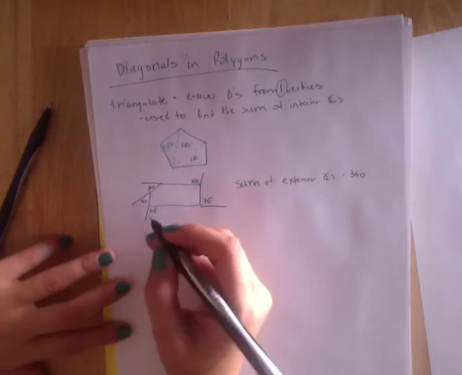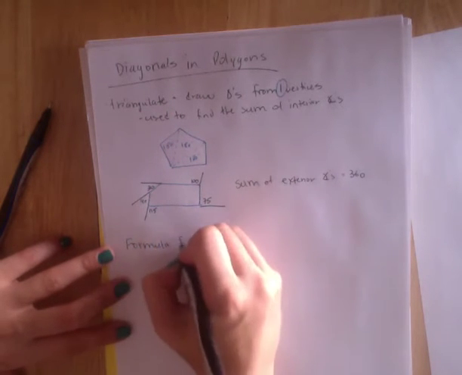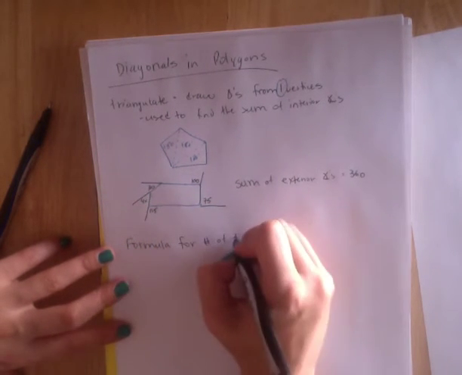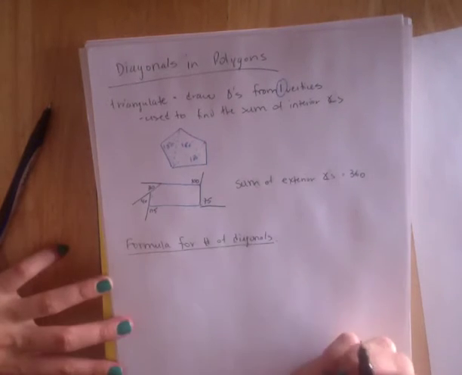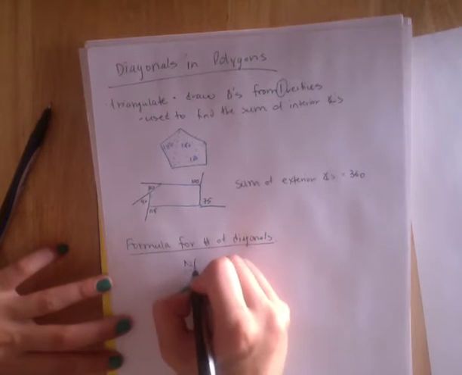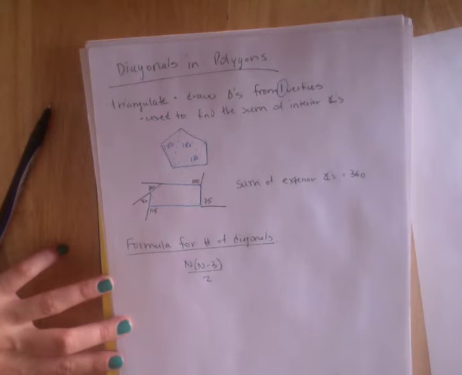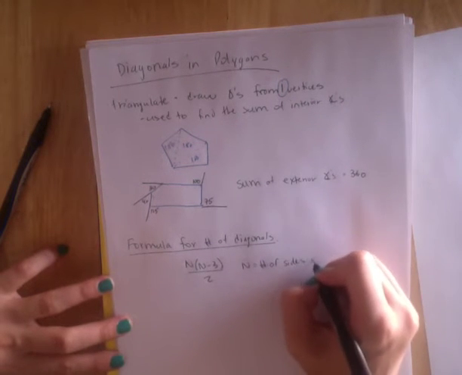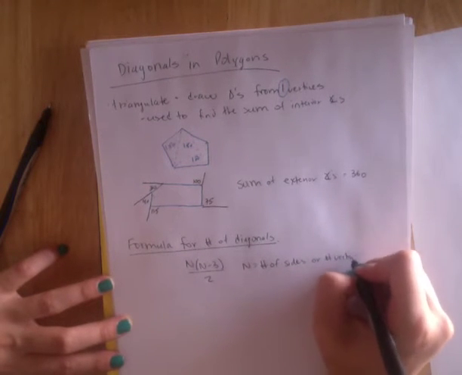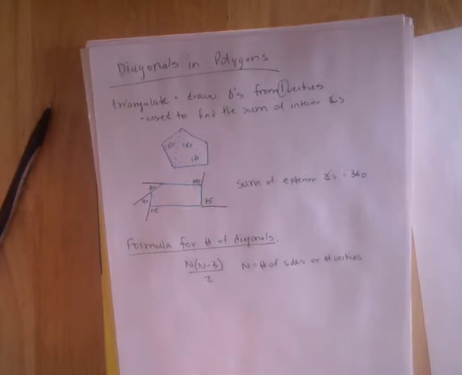Now, we also have a formula for our number of diagonals. Because when we draw this, you think, how many diagonals can we draw? It is n times n minus 3 over 2, where we can say that n is the number of sides, or the number of vertices. Right? We've already said that that's the same. Number of sides equals number of vertices.